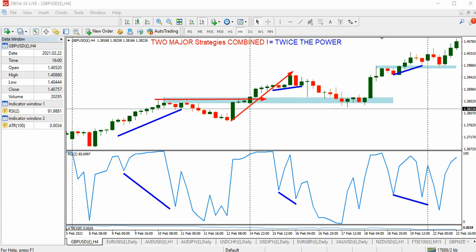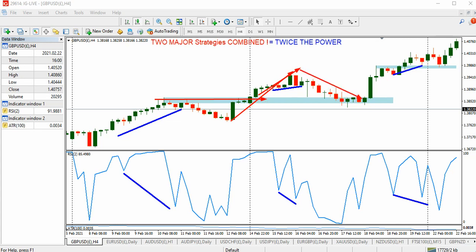Now, when buyers get in here, they don't all get in. There may be a lot of buy orders still sitting around, and so the market comes back down to scoop up these buy orders, and then we know that this region here, this region of supply, has been taken out.